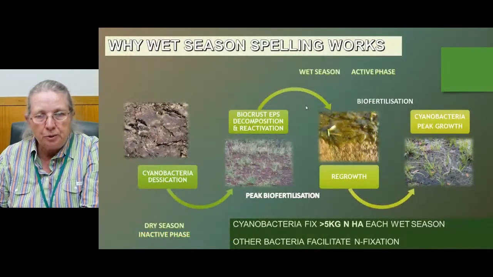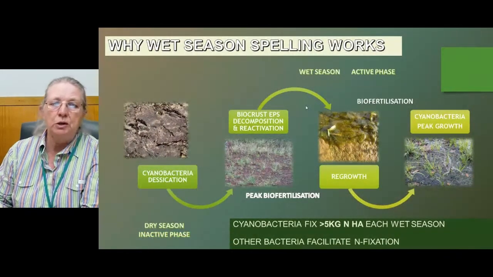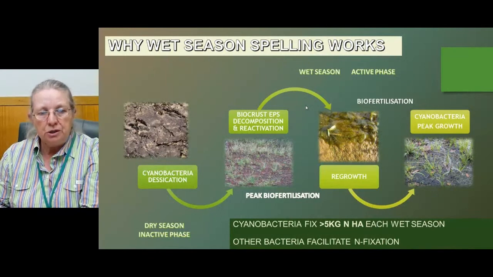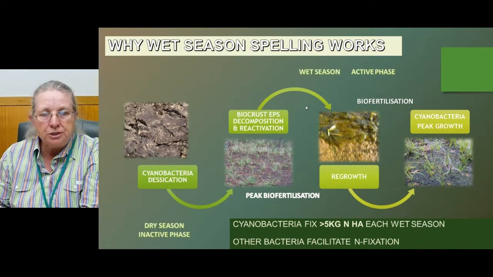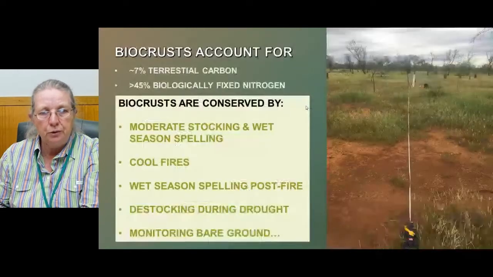So from a biocrust point of view, why wet season spelling works is because you've got the cyanobacteria in the dry season, almost acts like a compost at the beginning of the wet season. So if you're actually giving it a time to recover, it regrows and recovers across the course of the wet season. So that little period of time to recover is all important. So spelling in the wet season is particularly good from that point of view.